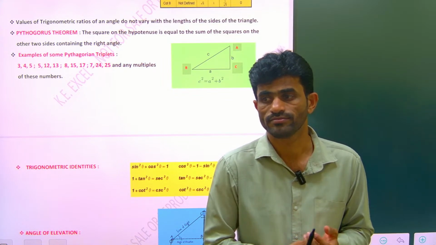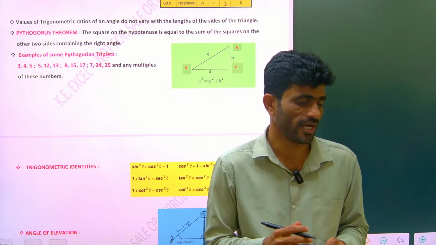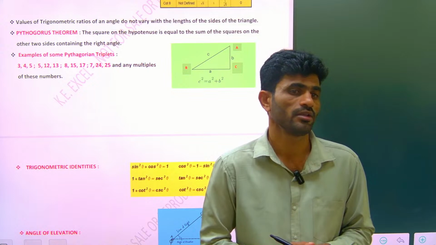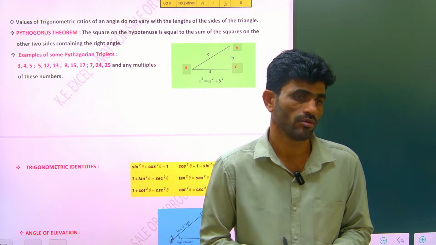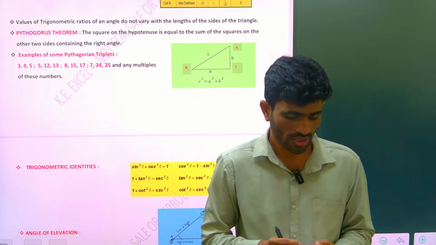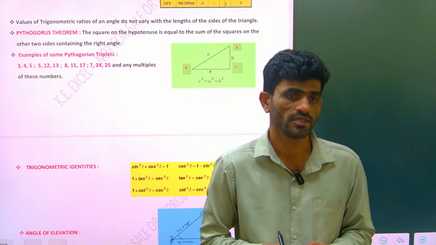Discriminant. B square minus 4AC. When roots are real and distinct, B square minus 4AC is greater than 0. Roots are real and equal, B square minus 4AC is equal to 0. When roots are not real, B square minus 4AC is less than 0.